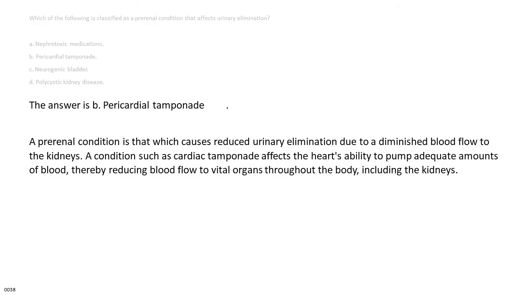The answer is B. Pericardial tamponade. A prerenal condition is that which causes reduced urinary elimination due to a diminished blood flow to the kidneys. A condition such as cardiac tamponade affects the heart's ability to pump adequate amounts of blood, thereby reducing blood flow to vital organs throughout the body, including the kidneys.